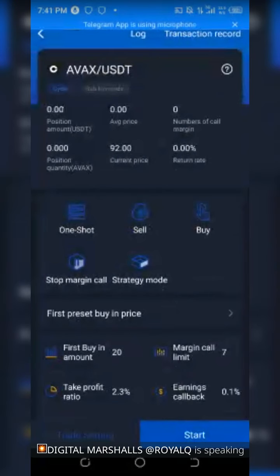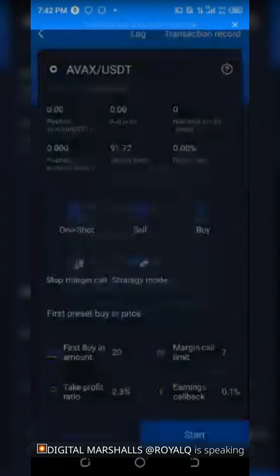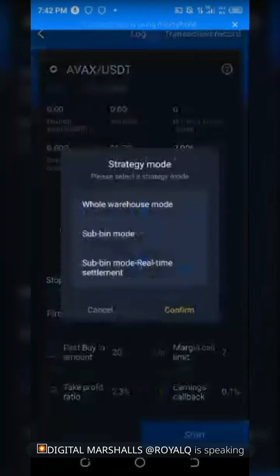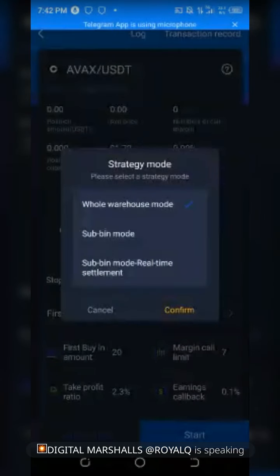It's in the system. So the next thing you do is make sure that this trade is on cycle mode. Look at where they've written AVAX USDT. You see below it, you see cycle. If you are doing a cycle trade, that is how it should show. The cycle has to show below the AVAX. Then sub-beam mode real-time settlement. You go here, you tap on the strategy mode. Then you select sub-beam mode. When you open it, it will be here. But you come down here and then tap on sub-beam mode real-time settlement.